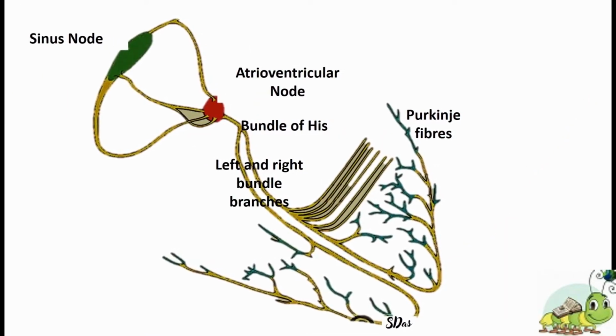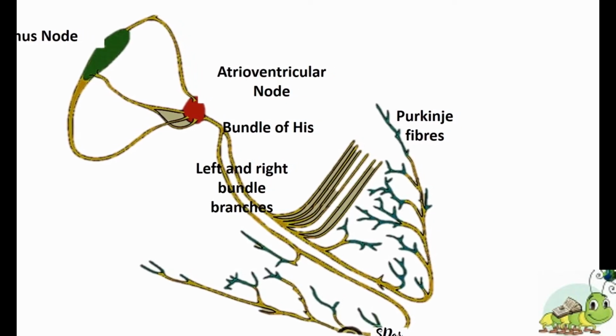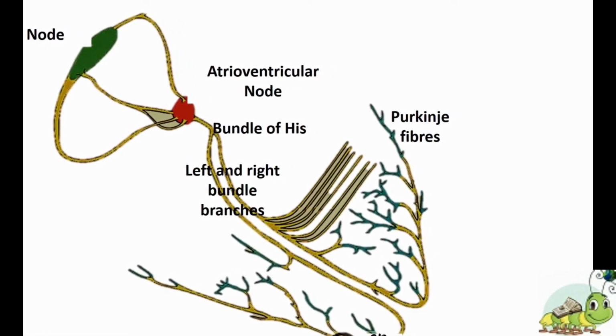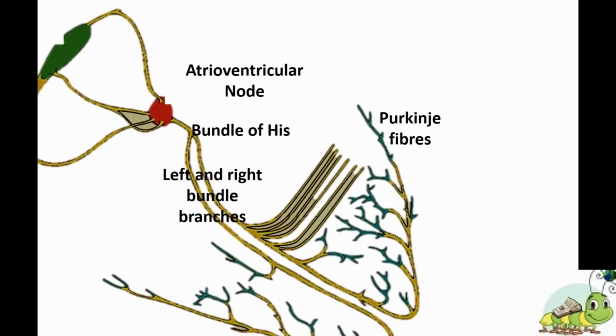The last one is Purkinje fibers. At the end of the bundle branches are the Purkinje fibers, which deliver the impulse to the myocardial cells, causing the ventricles to contract.